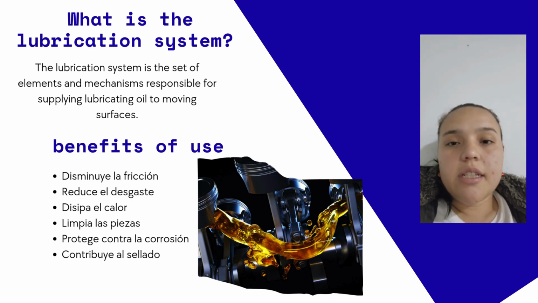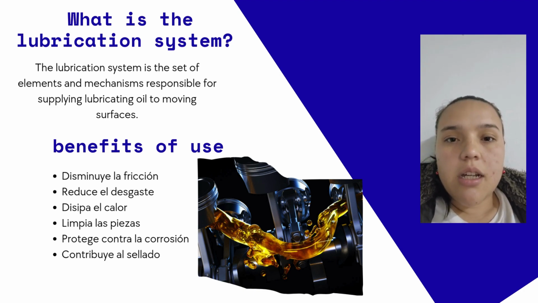The benefit is that when two metal surfaces move in direct contact, friction is generated. This friction produces heat, wear, and loss of mechanical energy. The lubrication system introduces a film of oil between these surfaces, which reduces the friction and energy loss.